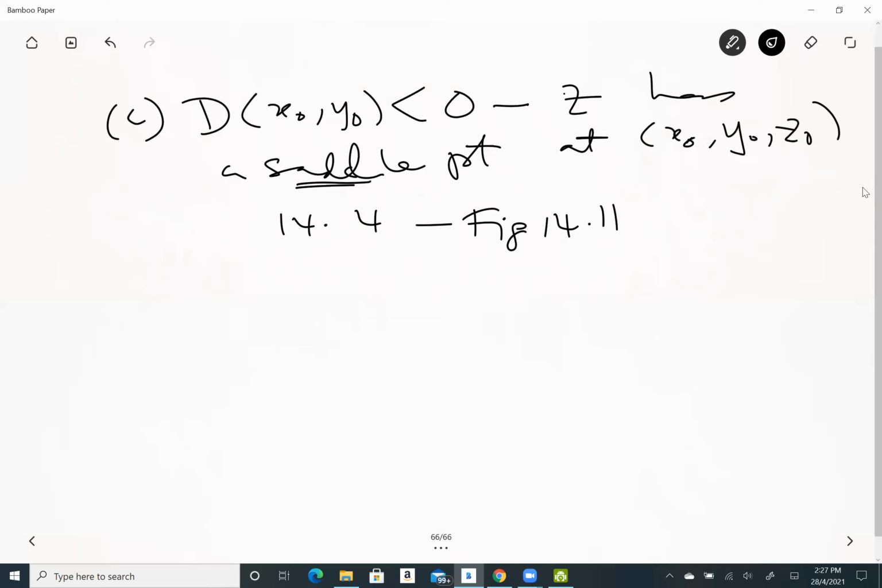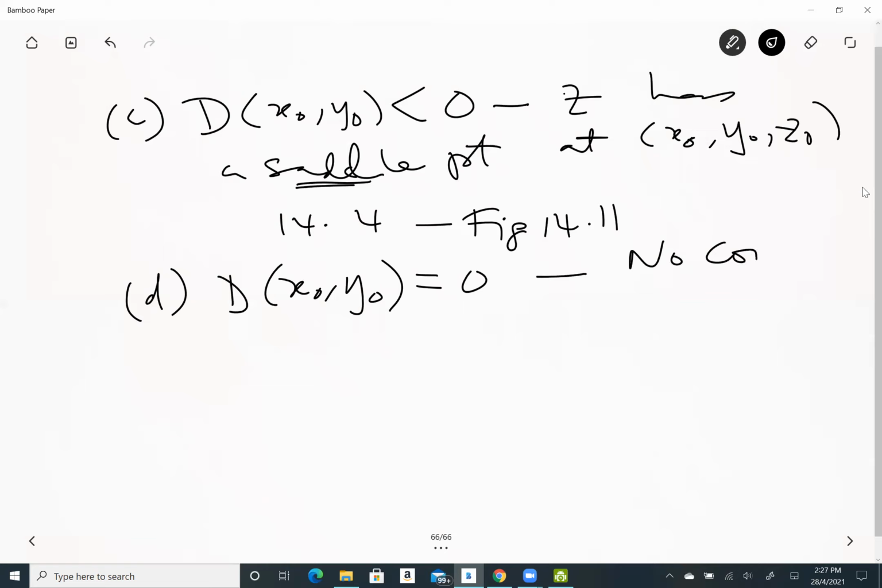So you see the saddle of the horse. From the back to the front, it is going down. And then from the left to right, it's going up. So it's like that. So a good picture is figure 14.11. And then possibility number 4, you have D evaluated at x0, y0 equal to 0. So here we cannot say anything. So no conclusion.